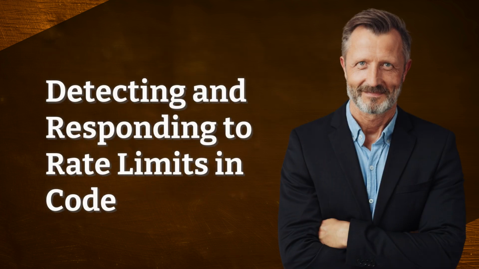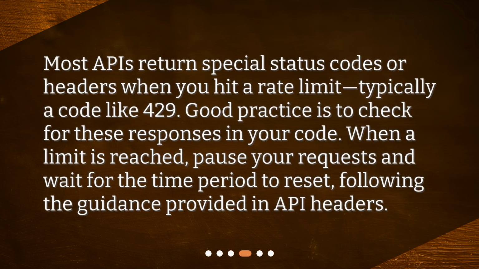Detecting and responding to rate limits in code. Most APIs return special status codes or headers when you hit a rate limit, typically a code like 429. Good practice is to check for these responses in your code. When a limit is reached, pause your requests and wait for the time period to reset, following the guidance provided in API headers.